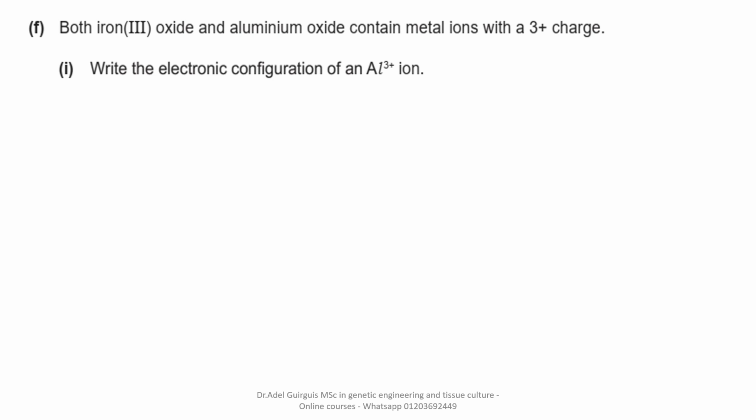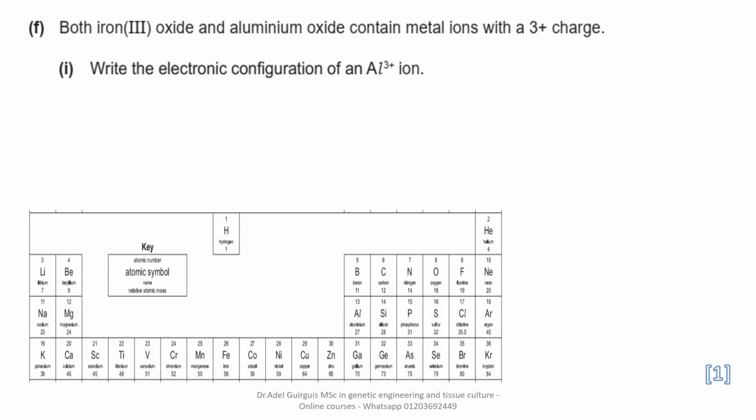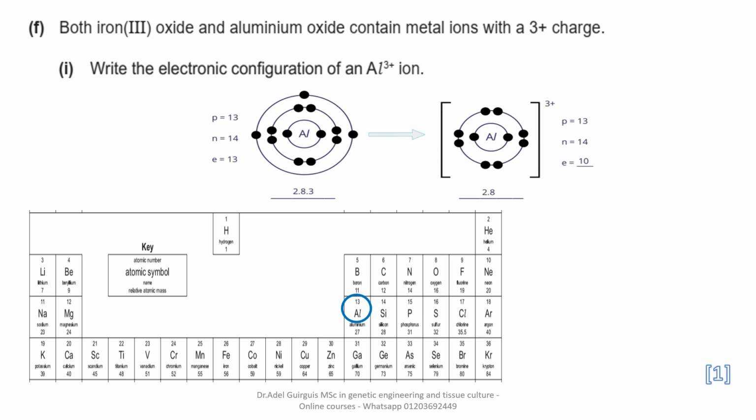Letter F. Both iron 3 oxide, Fe2O3, and aluminium oxide, Al2O3, contain metal ions with a positive 3 charge. Write the electronic configuration of an aluminium ion with positive 3. Look at the periodic table to find aluminium with atomic number equal to 13, 2,8,3. So it is a metal and tends to lose 3 electrons in its chemical reactions to produce an ion with configuration 2,8 with a positive 3 charge. So the electronic configuration of an aluminium positive 3 ion equals 2,8.